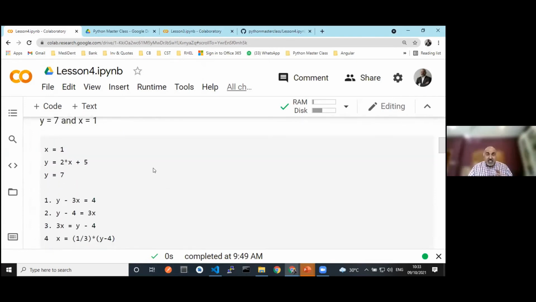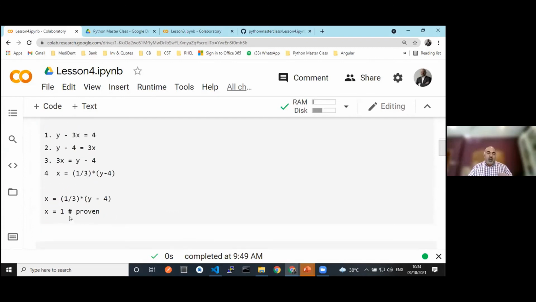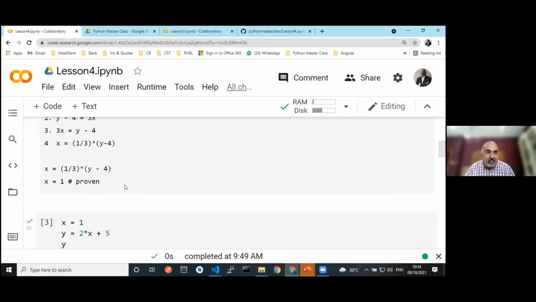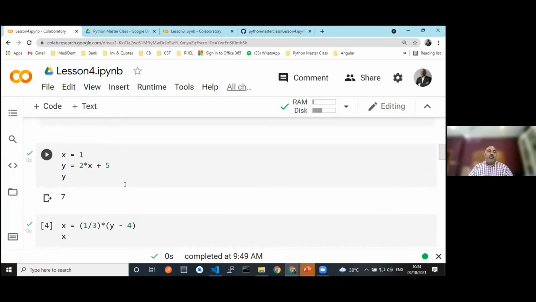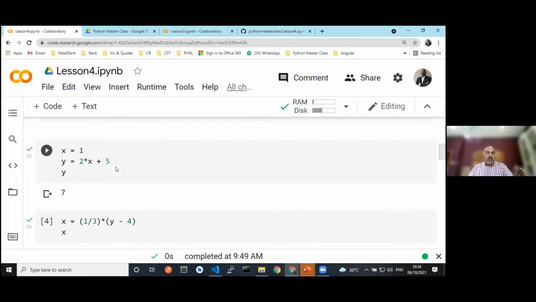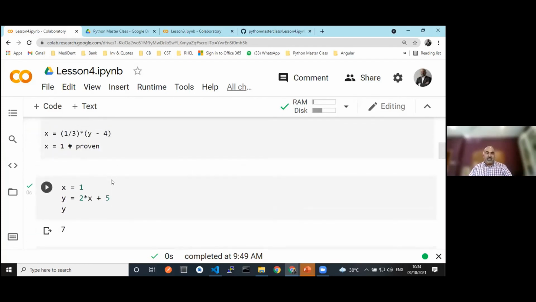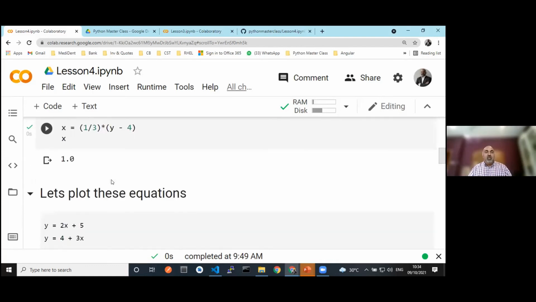So here I have tried to prove what I found. If x is 1, I will get 7, and if y is 7, I will get x is 1. So it's quite easily proven to be correct. That is the idea behind finding a solution. Now I've done the same thing to prove x. You can try it out to prove it to yourself.